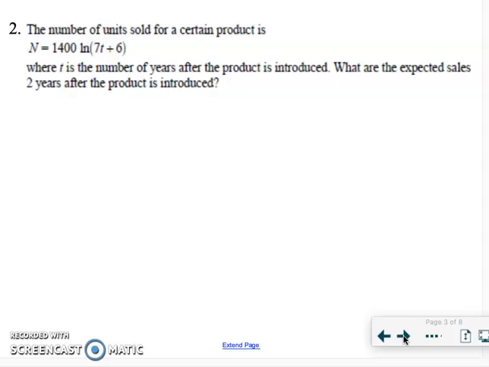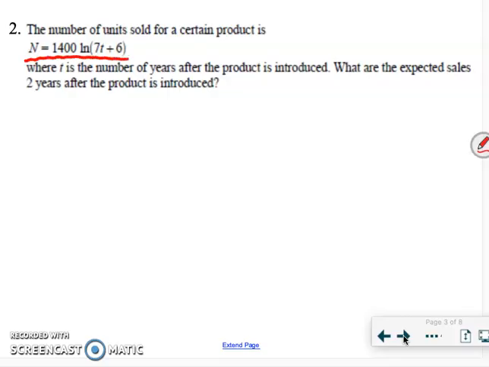So the second problem we want to take a look at says that the number of units sold for a certain product is N equals 1,400 times the natural log of 7t plus 6, where t is the number of years after the product is introduced. What are the expected sales 2 years after the product is introduced? So, again, understanding the problem here, hopefully it's pretty straightforward in this particular case.